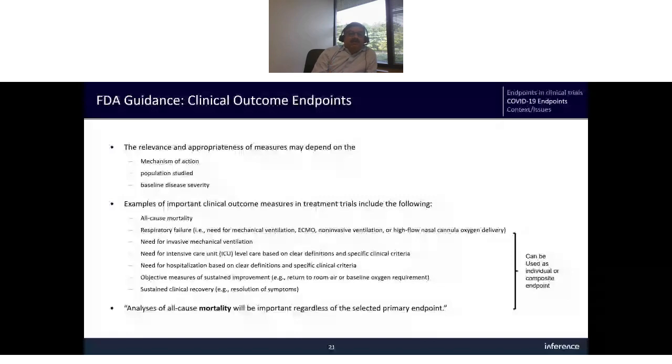And this again, I kind of repeated the endpoints here, and there are probably one or two more in this slide. And these endpoints can be used as a single endpoint or as a composite endpoint. But the last bullet, if you look at that, this is in quotation marks because this is taken from the guideline itself. It says analysis of all cause mortality will be important regardless of the selected primary endpoint. So mortality is very, very important to the agency.